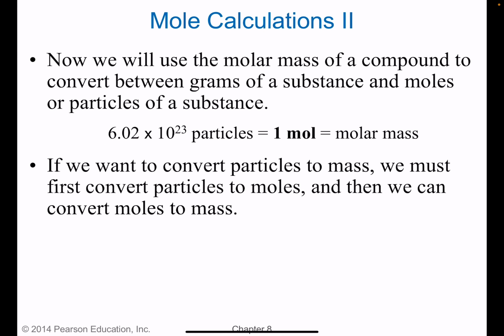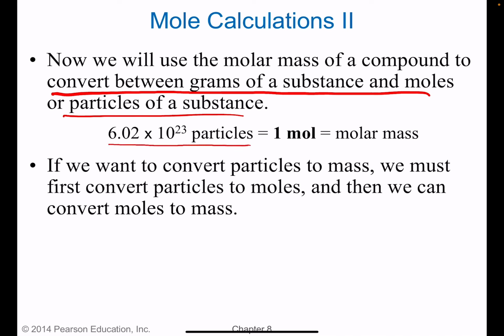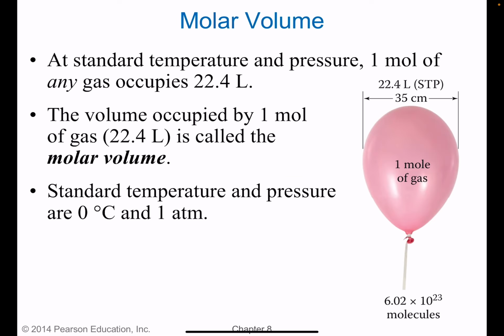So now we can use this molar mass to convert between grams and moles for a particular substance. And we have this equivalence where we can say 6.022 times 10 to the 23 particles equals 1 mole, and 1 mole equals the molar mass. So if we want to convert from particles to mass, or from grams to moles or moles to grams, we're going to use either Avogadro's number or the molar mass, and we're going to do a few examples.